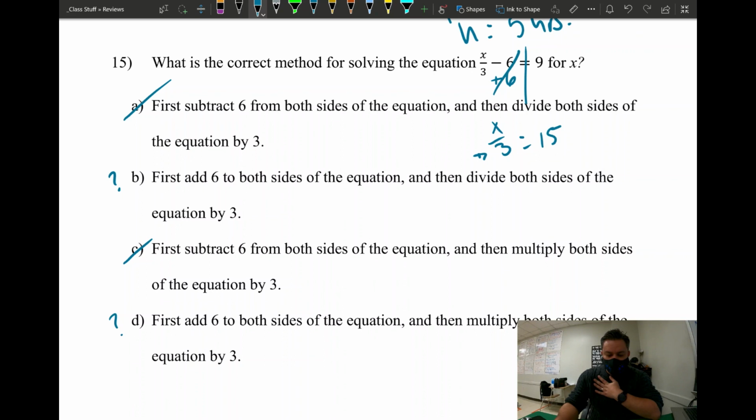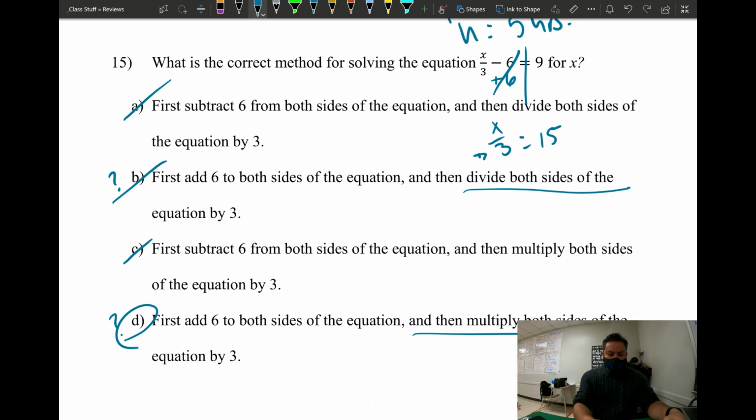Okay? Once you find the first step, look at the answer choices. They said subtracting. We're not subtracting, we're adding because we're doing the opposite, right? So that way you can eliminate some of the answers.